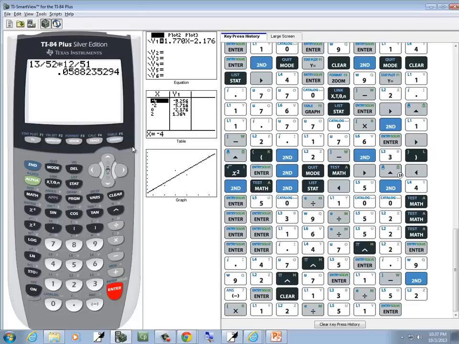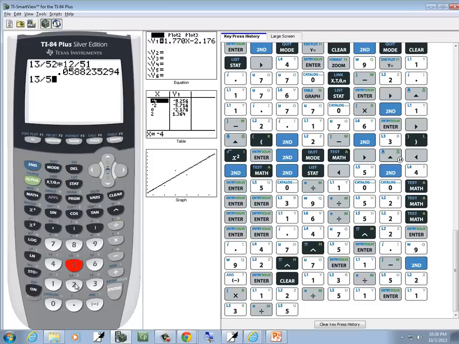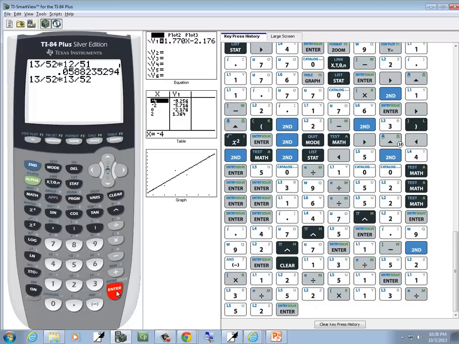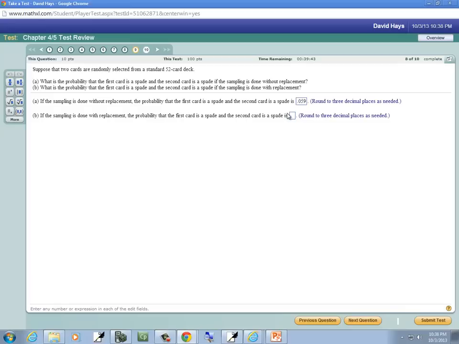Okay, the next one. Actually, remember this. 13 out of 52 times 13 out of 52. I don't usually remember the numbers when I'm working the problems. Press enter. And 3 decimal places, 0.063.